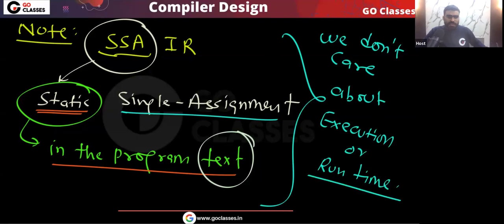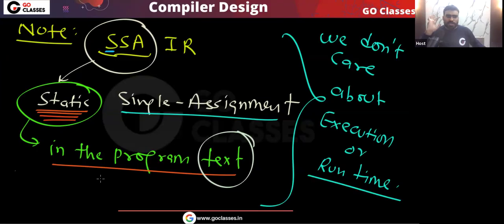We study static single assignment. We do not study dynamic single assignment, right? This is static single assignment. This is not dynamic single assignment. So I hope this word is clear now. The importance of the word static, is that clear? Please tell me.